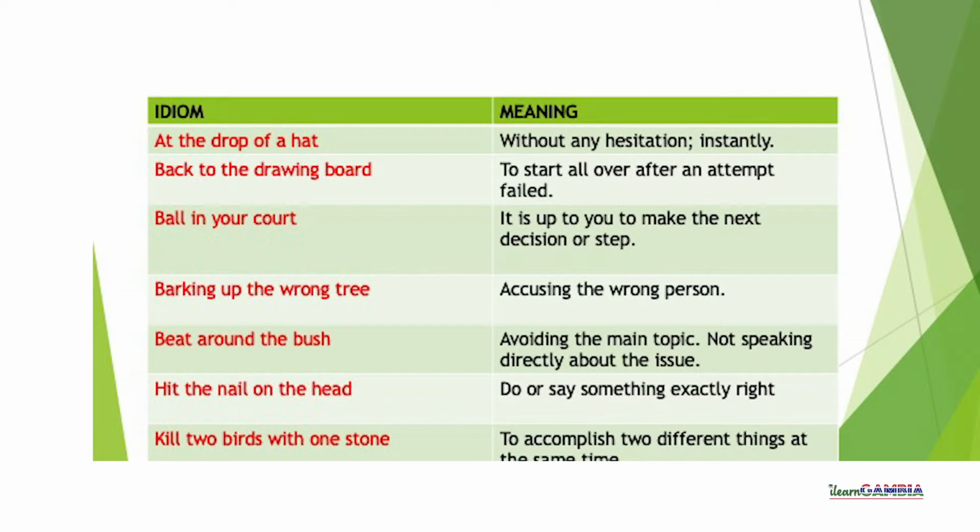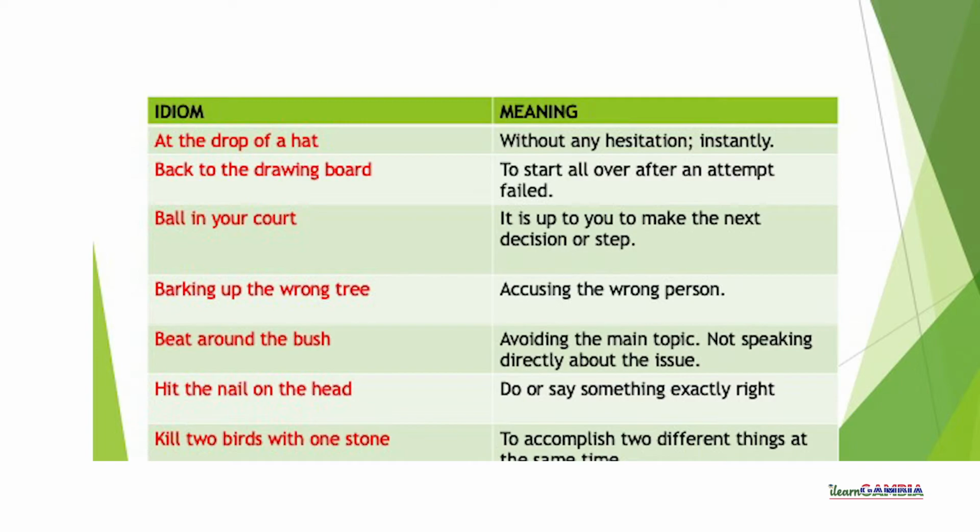Barking up the wrong tree, accusing the wrong person. If you are barking up the wrong tree, it means you are accusing the wrong person. Beat around the bush. If you are asked to explain something, and you don't go directly to the point, that means you are beating around the bush. Practically, you are avoiding the main topic. Now, hit the nail on the head is the opposite of beating around the bush. That means do or say something exactly right.